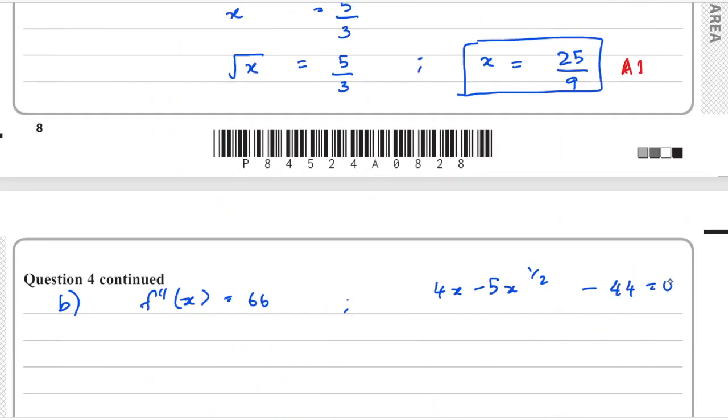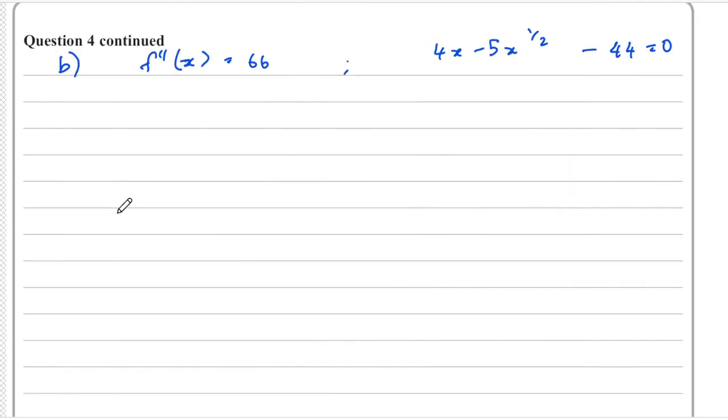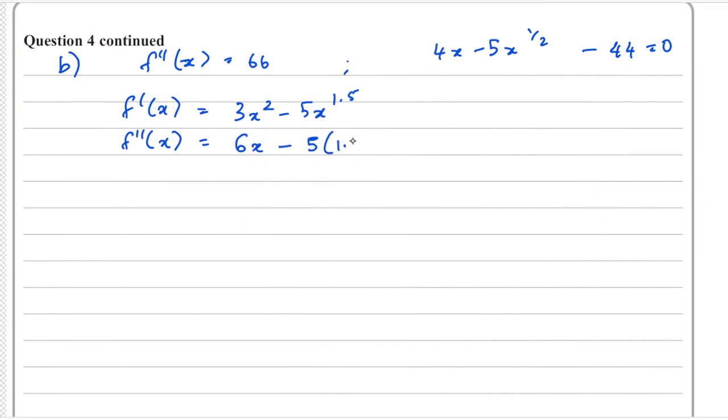Okay. So we already have the first derivative equation over here, which was 3x square minus 5x to the power 1.5. Now to take the second derivative, we need to take the derivative of this once more. So the derivative of 3x square is going to give you 6x, and the derivative of this portion is going to give me 1.5 minus 1, right?